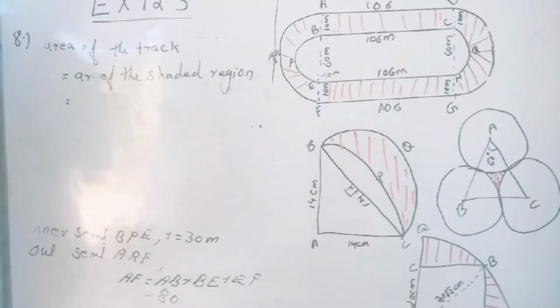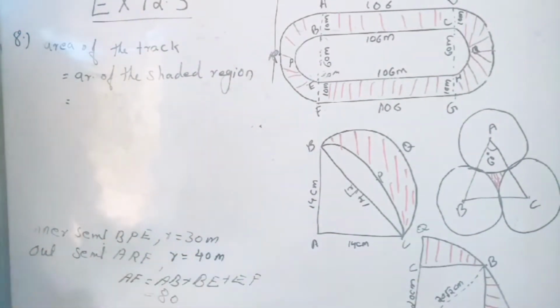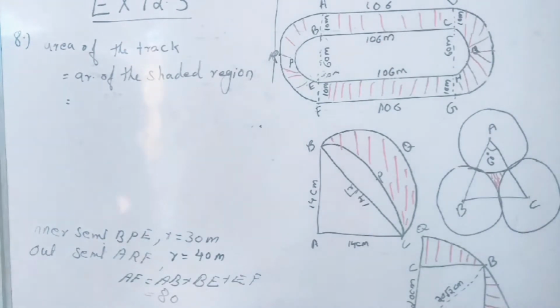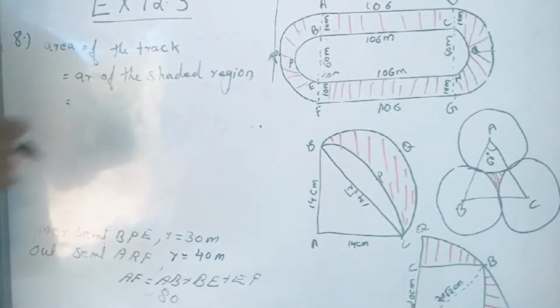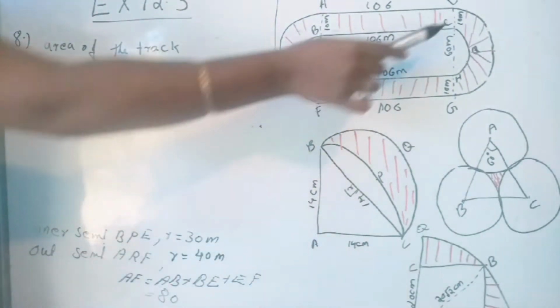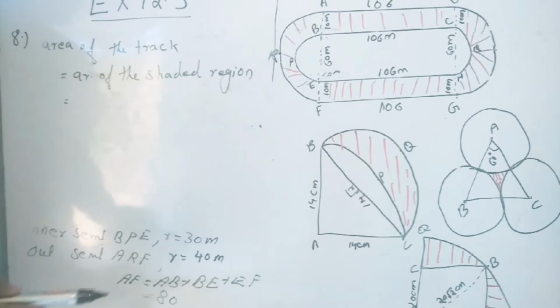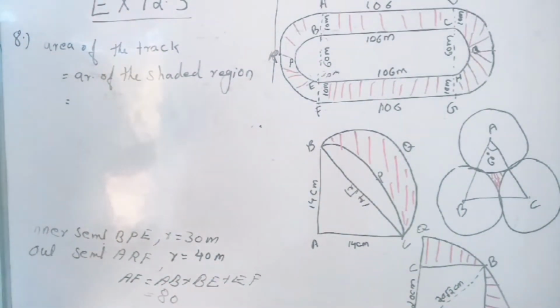Therefore, the radius R is equal to 40 meters. Okay, so if you consider this end, there also you will get the radius of the inner semicircle as 30 and the radius of the outer semicircle as 40.